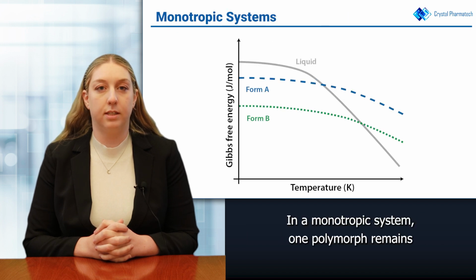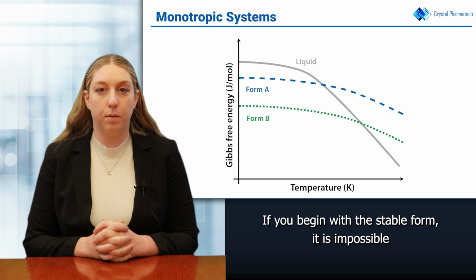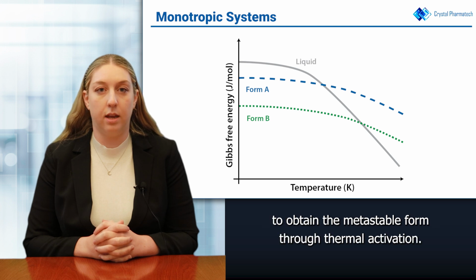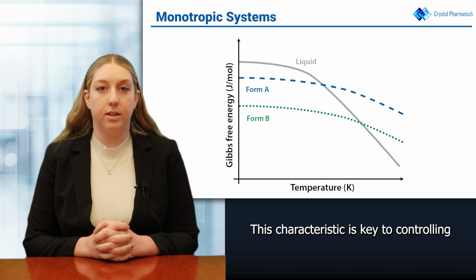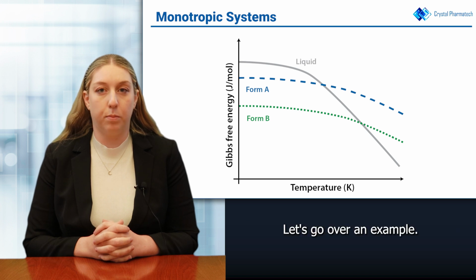In a monotropic system, one polymorph remains stable across the entire relevant temperature range. If you begin with the stable form, it is impossible to obtain the metastable form through thermal activation. This characteristic is key to controlling the quality of a drug and its formulation. Let's go over an example.